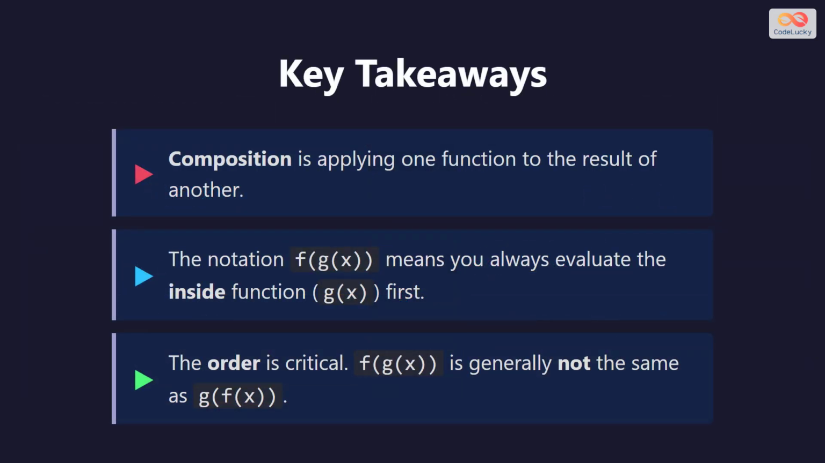To summarize, function composition is the process of applying one function to the result of another. When you see the notation f of g of x, you always work from the inside out. And finally, always remember that the order in which you compose the functions can drastically change the final result.